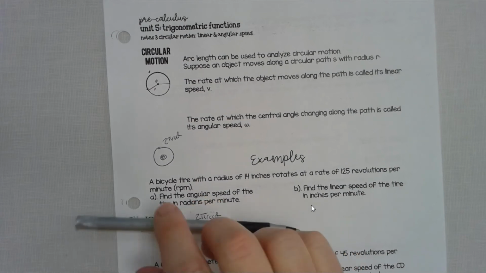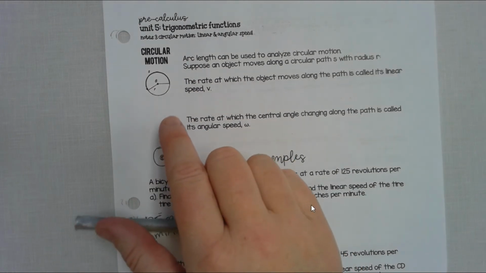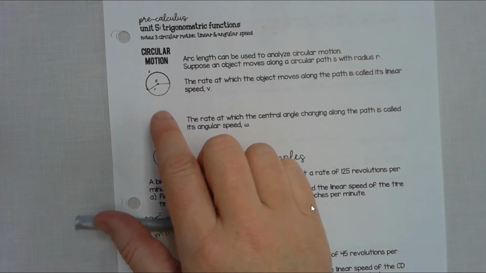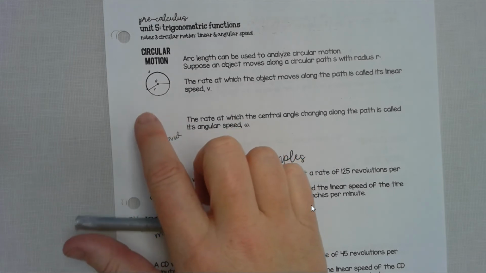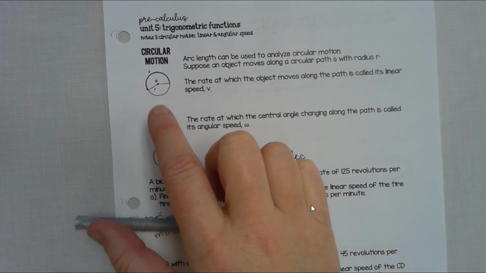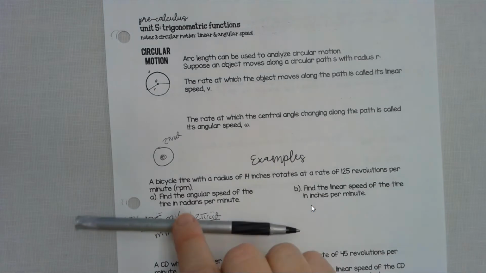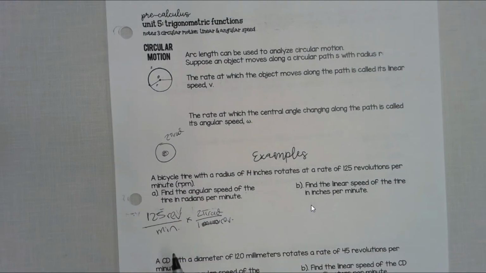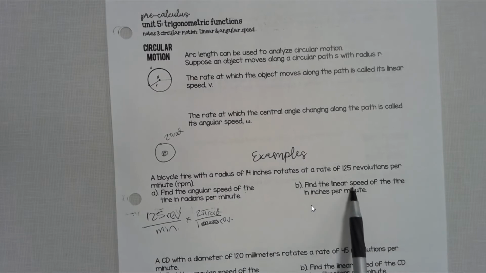All right, so today we're going to be talking about linear and angular speed. We can use arc length and related ideas to analyze circular motion. What we're going to be doing is talking about revolutions, and then changing those to angular speed and to linear speed.